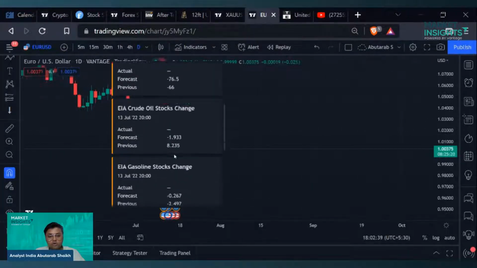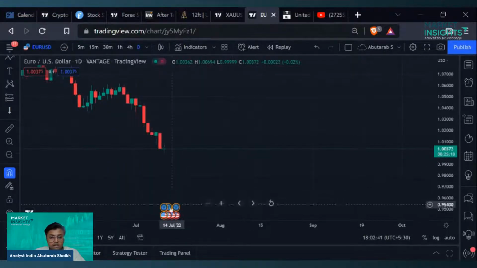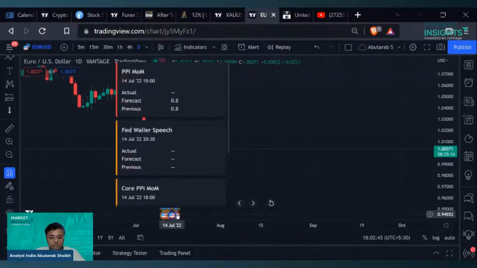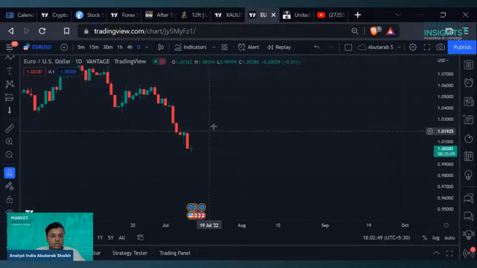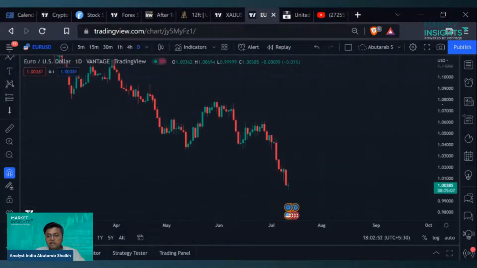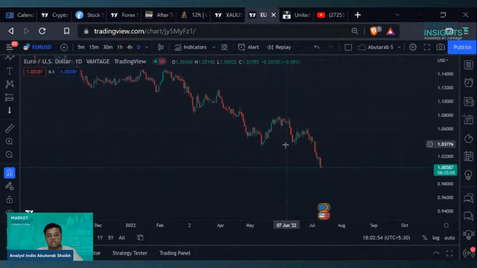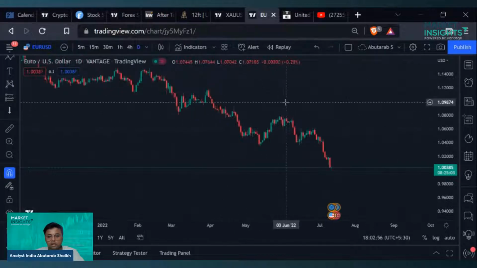The CPI rate is going to come out, and based on that, the Federal Reserve Bank of United States might revise its interest rate. Obviously, they are going to increase it, and this is the case. This is the whole happening in the euro market.